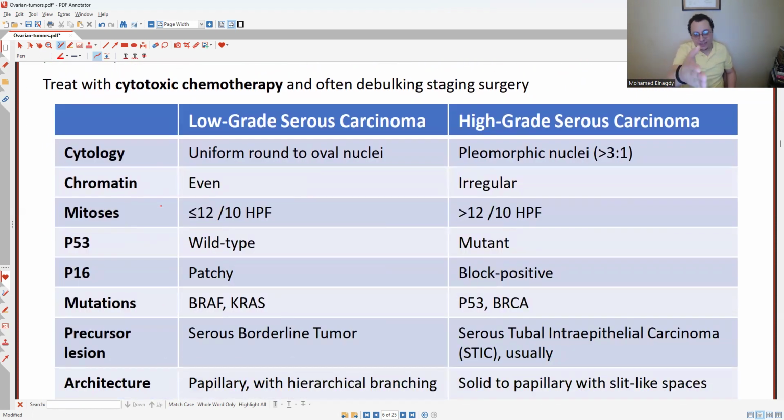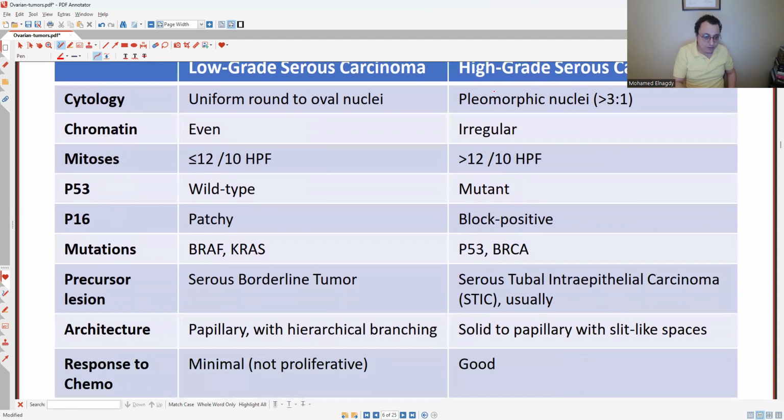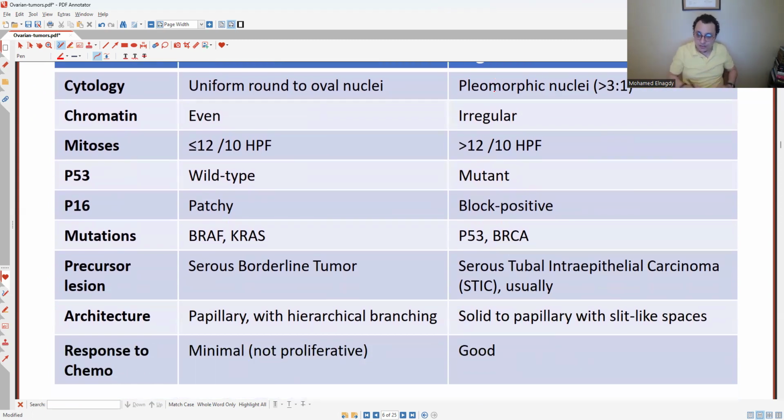Okay, that's a table to compare the low-grade and high-grade serous carcinoma. You can go over this table, but I want you to memorize that low-grade is BRAF, KRAS, like the borderline, but high-grade is P53 and BRCA mutation. The cutoff for the mitosis, if you want a number, is 12 per 10 high power fields. If it's less than or equal to 12 per 10 high power fields, this is low mitosis. If it's more than 12 per 10 high power fields, it's high mitosis. The pleomorphic nuclei in high-grade, here uniform rounded to oval nuclei.